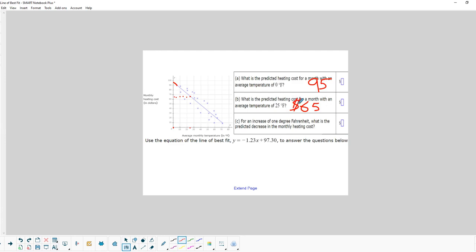Okay. For an increase of 1 degree Fahrenheit, what is the predicted decrease in monthly heating costs? Which sounds kind of complicated, but all you have to do is look in front of x and find the slope. That's the predicted change for a change in temperature of 1 degree Fahrenheit. That's how much it's going to cost to heat your house in this case, or how much less it would cost. So the amount would be negative 1.23. And depending on the wording, you might just need to type in the number. If it already says decrease, it's going to assume that you mean negative.